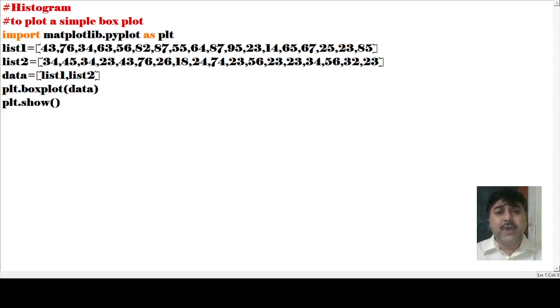As this is executing, what do we have? In list 1 I have given some values, some frequent values. In list 2 I have also given some values. Then I have given a data variable, in which I have mentioned list 1 and list 2. Now what I have written here: plt.boxplot(data) and plt.show().